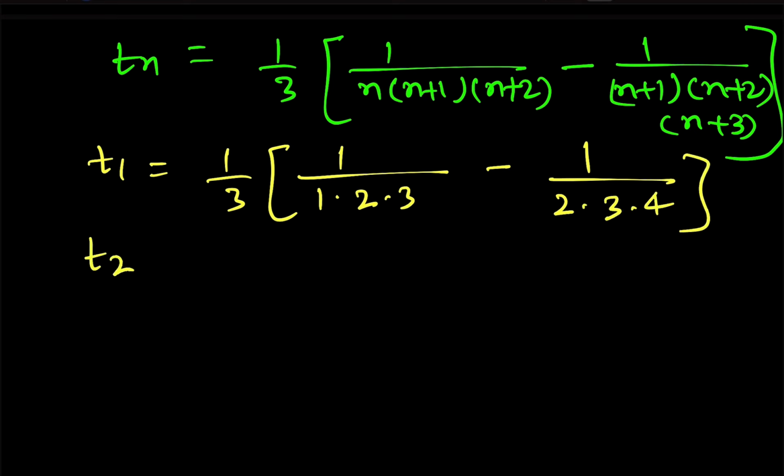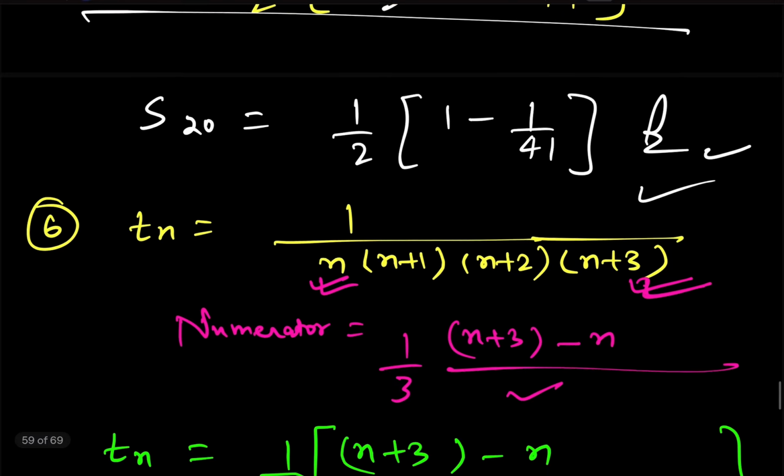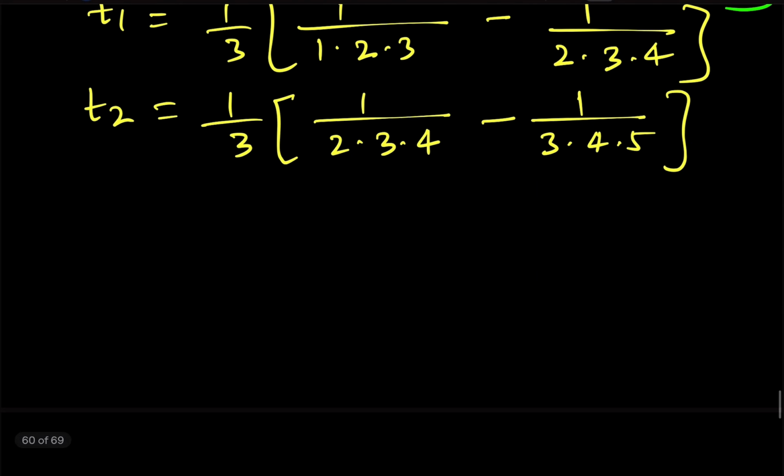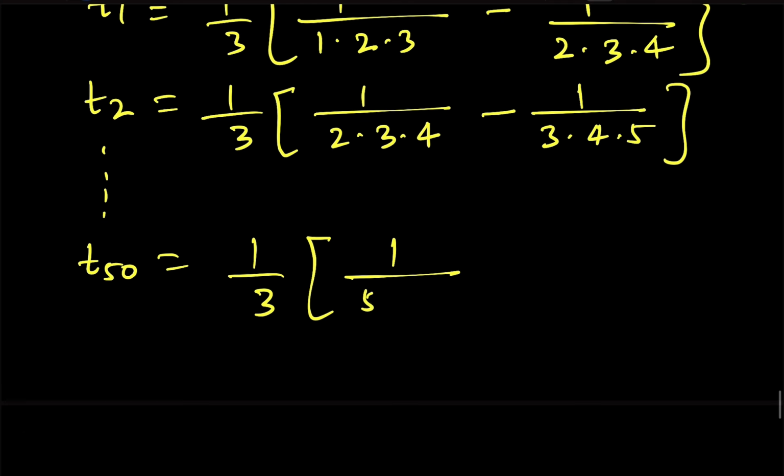So the second term will be 1 by 3 into 2, 3 and 4. Then here you have to start with 3, 4 and 5. So till where do you have to go? Suppose you have to go till the 50th term. It is not mentioned in the question, but suppose you go till the 50th term: 1 by 3, 1 by 50 into 51 into 52 minus 1 by 51 into 52 into 53.